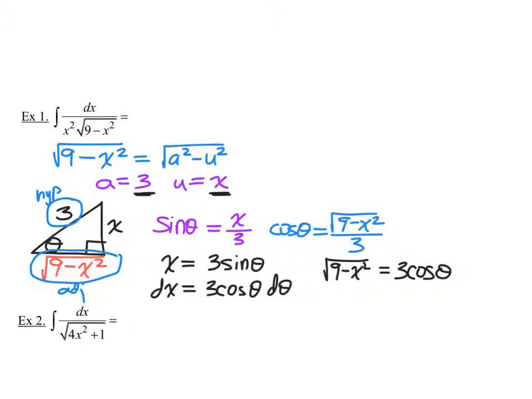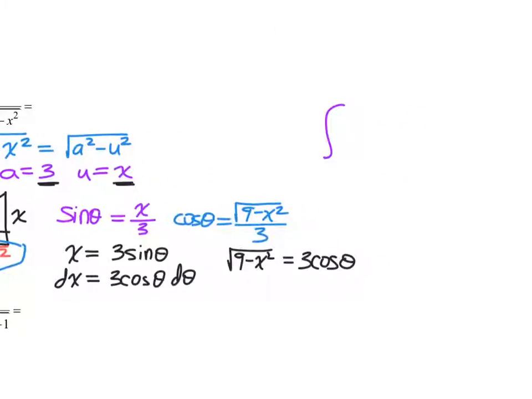All right, so I'm going to replace my dx with a 3 cosine theta d theta. I'm going to replace my x squared, so parentheses squared, with a 3 sine theta squared. And then I'm going to replace my radical part with just a 3 cosine theta.